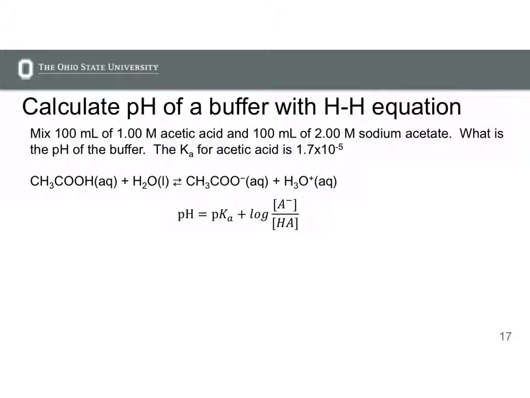Okay, so back to the same problem we were working on. 100 mL of 1 molar acetic acid, 100 mL of 2 molar acetate. Let's calculate the pH using the Henderson-Hasselbalch equation. We were given the Ka for acetic acid, 1.7 times 10 to the minus 5. To calculate the pKa, we'll just take minus the log of Ka. So it's minus the log of 1.7 times 10 to the minus 5. And we end up with 4.77.